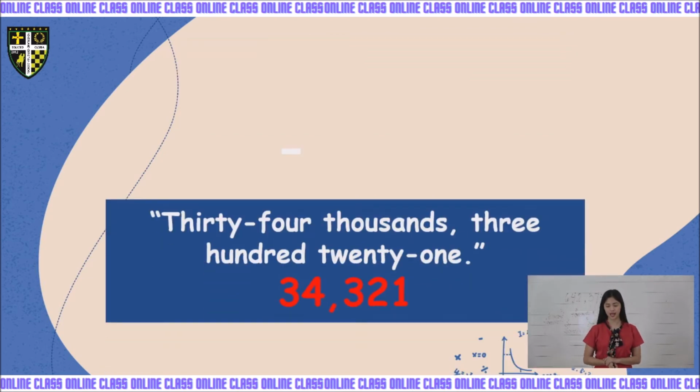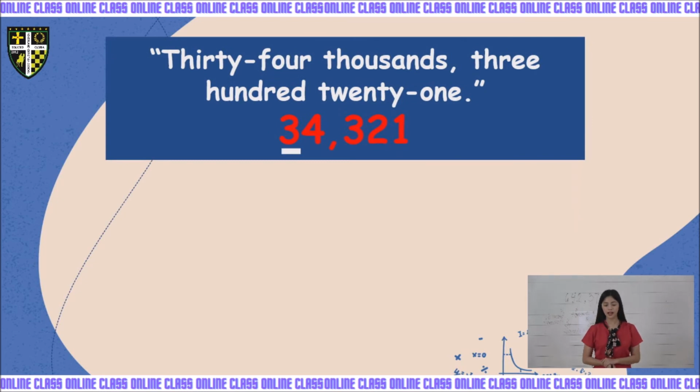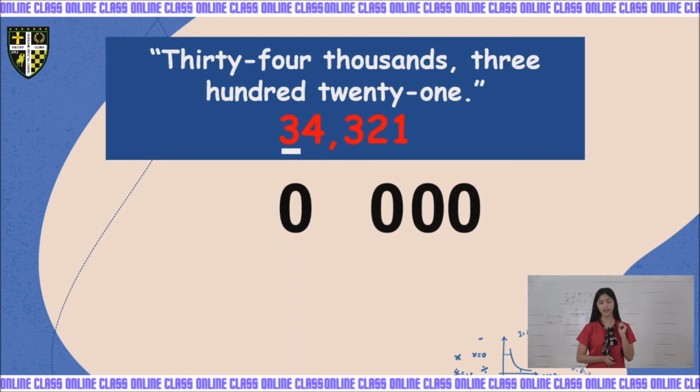So, last example, 34,321. Again, 34,321. So, the underlined digit is the digit 3. So, we are going to change those 4 digits from the right into 0. So, it means we need 4 zeros. 1, 2, 3, 4, and then copy the digit 3. So, the value of digit 3 is 30,000.